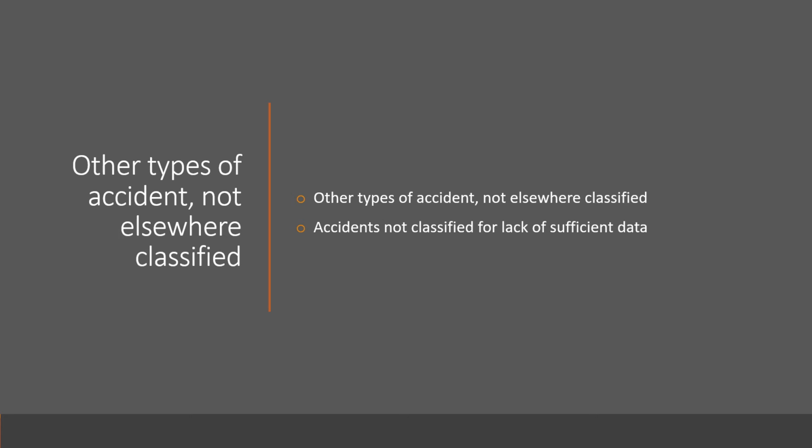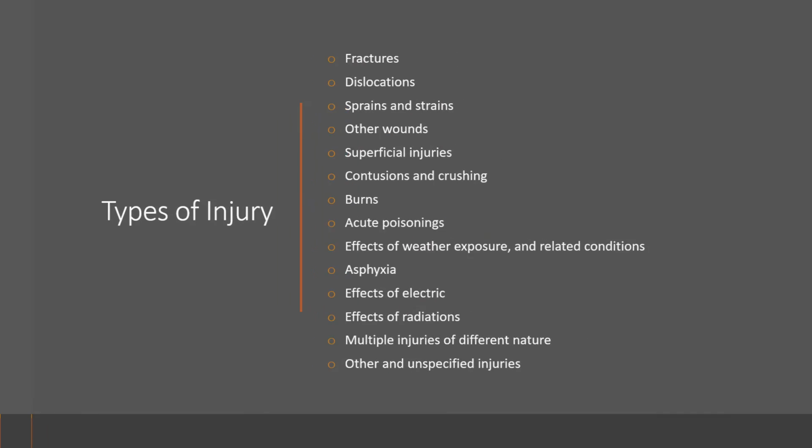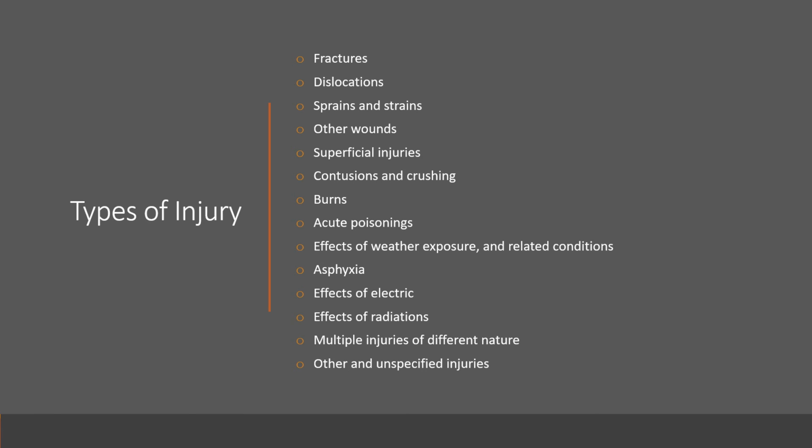There are even other types of accidents that are not elsewhere classified, or accidents not classified because of a lack of sufficient data. All of these incidents and accidents can result in a loss, in particular injury to a person, such as fractures, dislocations, sprains and strains, wounds, superficial injuries, contusions or crushing, burns, acute poisonings, effects of weather exposure and related conditions, asphyxia, effects of electric current, effects of radiations, multiple injuries of different nature, or other unspecified injuries.